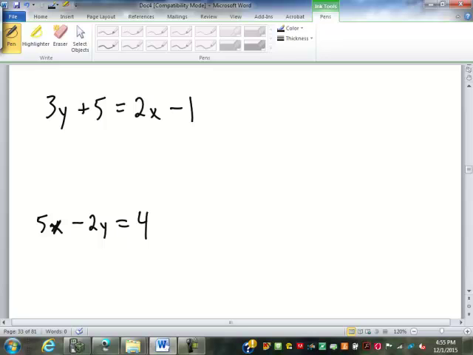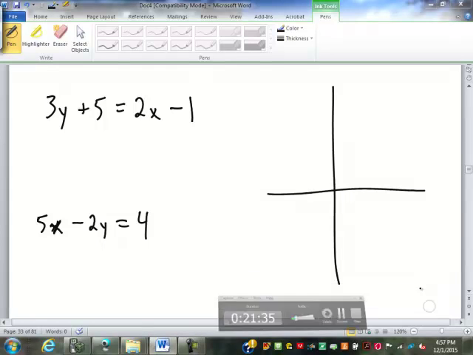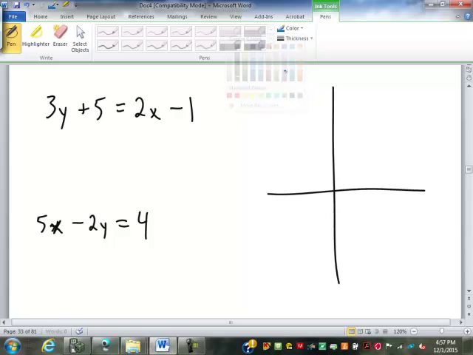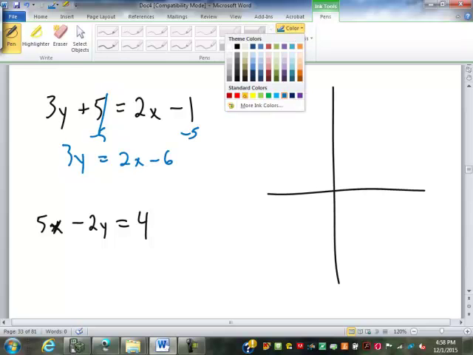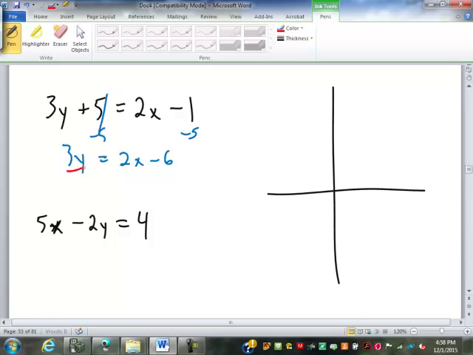Try those two in your notes. For the first one, what do we have to do to adjust it? Start out subtracting 5. Now, when we add or subtract, it's the whole side or just one piece? One piece. So this is 3y equals 2x minus 6. And then divide by 3. Y equals 2/3 x minus 2.